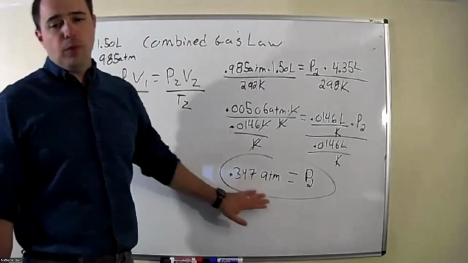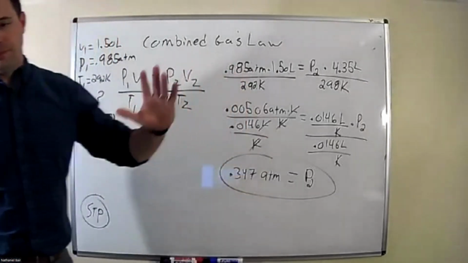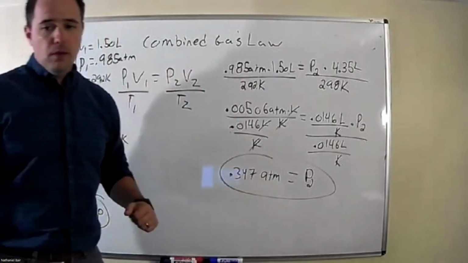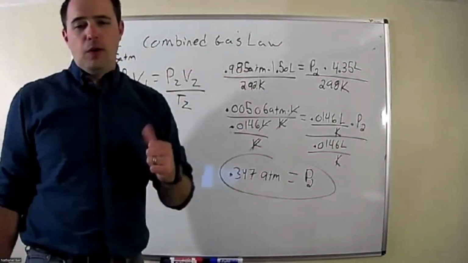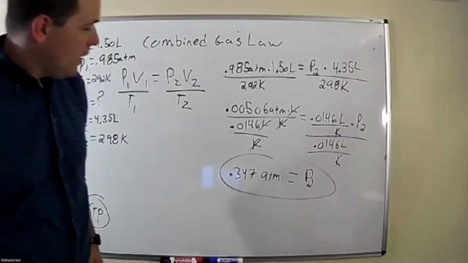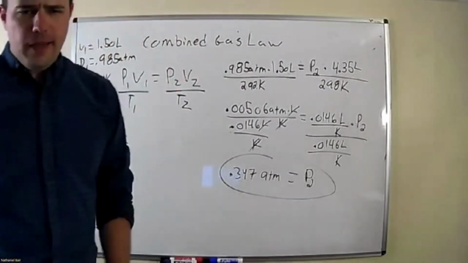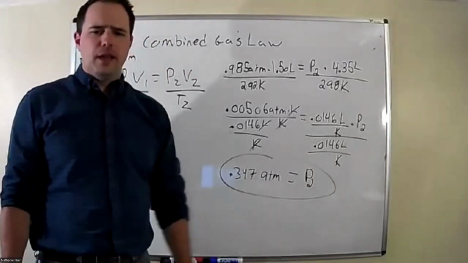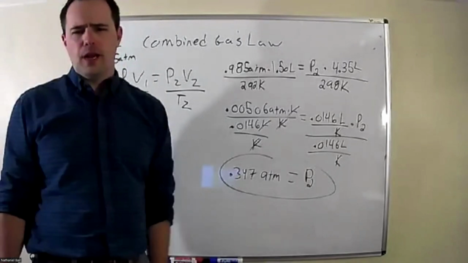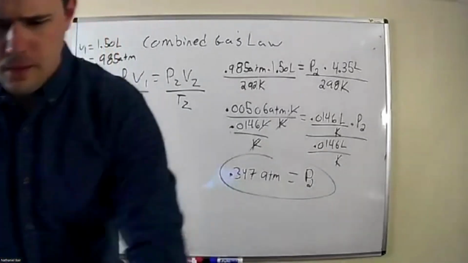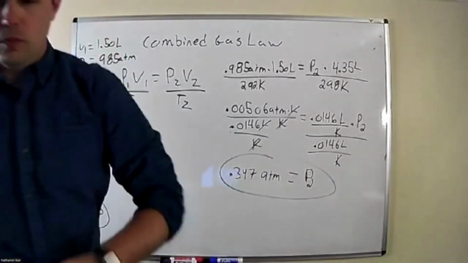How many people got 0.347 atm on that one? Nobody? One person. Kristen, yeah. I got 0.343, but I think that's just rounding. That's just rounding. 0.35, Elliot. I added the Kelvin. Yeah, I think that's fine. That's probably just rounding. I would take that on a test. Cool. Awesome, guys. Well done.